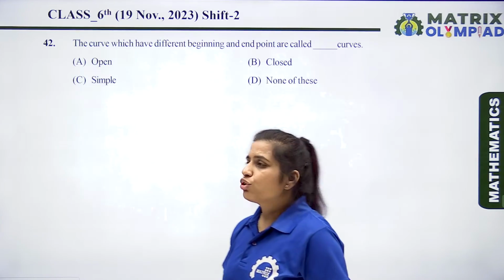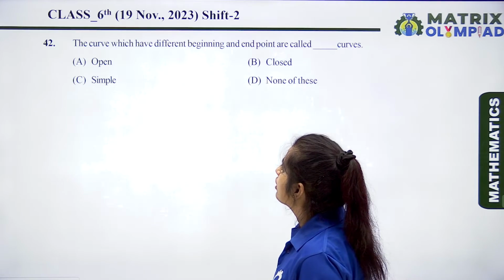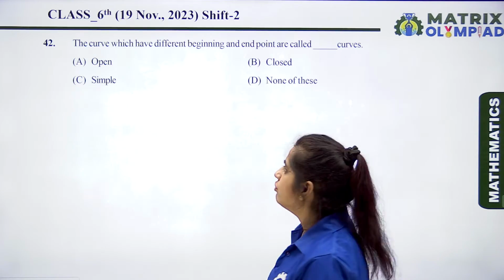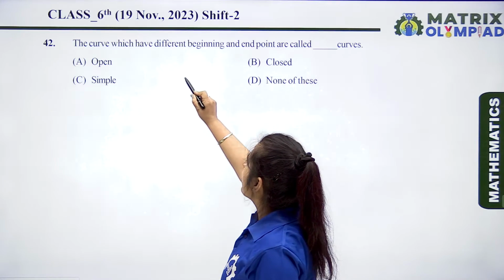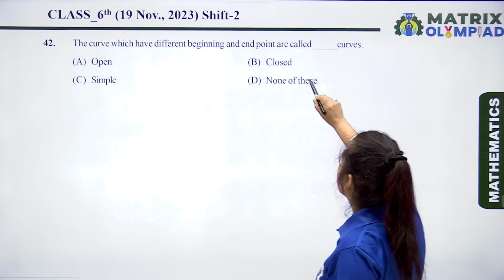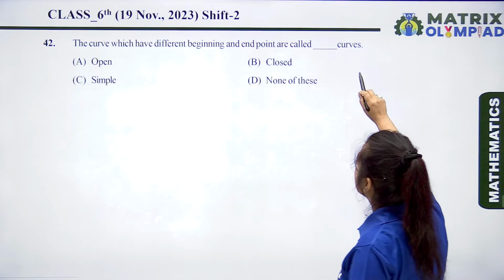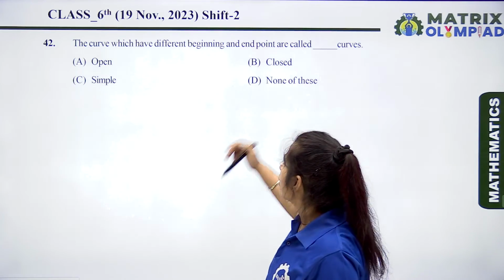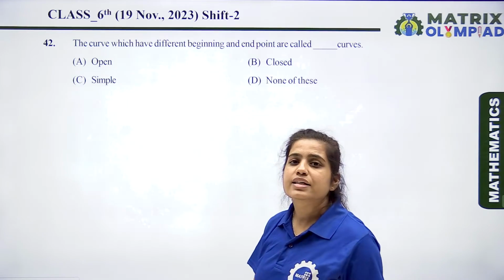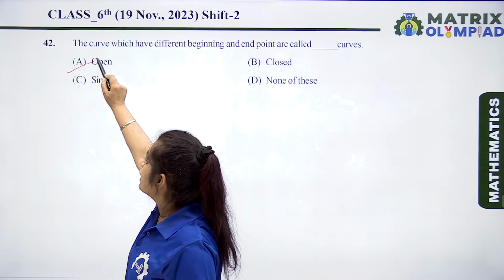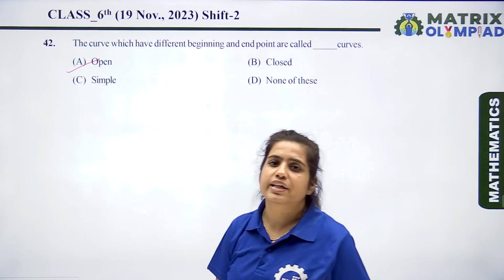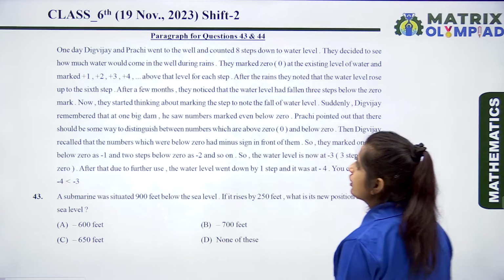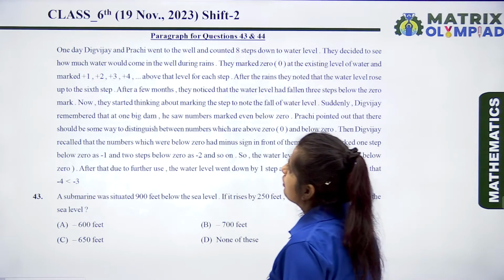The next question is question number 42, based on the same paragraph. The curves which have different beginning and end points are called dash curves. So here the ending and beginning points are different. These curves are known as open curves. So option A is the correct answer. Now the next question is question number 43. This is based on the paragraph.